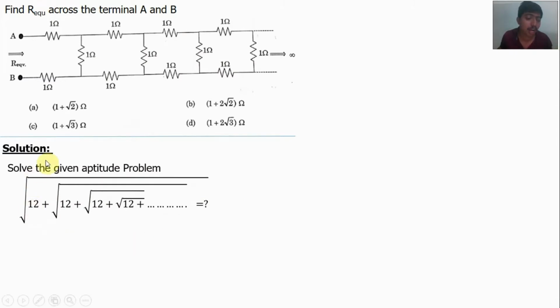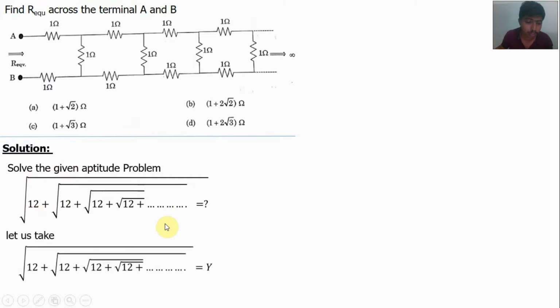Let us take this term up to infinity equal to y. Let's take a 10. We have to add until infinity. The value is very close to what you get if you add the terms until infinity minus 1. So the summation until infinity minus 1 is equal to the summation until infinity. So root 12, this infinite term, is equal to y. This term is the infinite minus 1 term. So the infinite term is very close to the infinite minus 1 term.